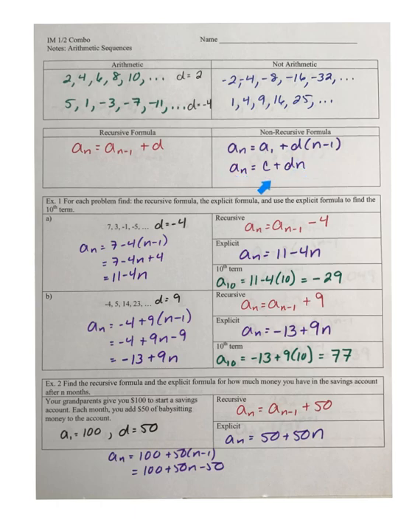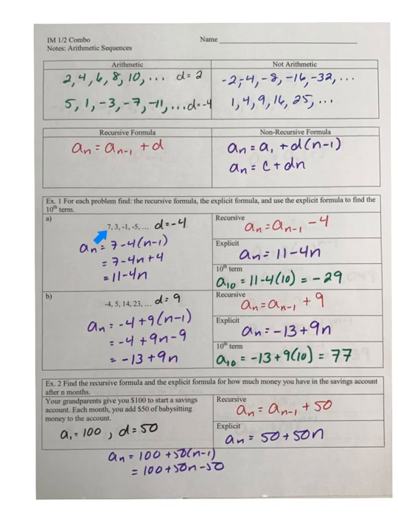So I can plug in any number I want if it's in the non-recursive formula. All right, so example 1. For each problem, find the recursive formula, the explicit formula, that's the non-recursive formula, and use the explicit formula to find the 10th term.